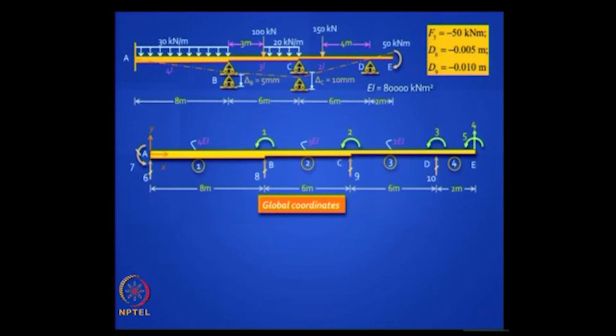You also have support settlements. So which coordinates are deflecting? 8 and 9, right? So D8 and D9 is respectively 5 mm and 10 mm downward, which means a negative sign. So after you write down, you identify the coordinates, you should summarize the input loading. There is some more loading on the structure, those are the distributed loads. The distributed loads you have to convert into fixed end forces, okay.